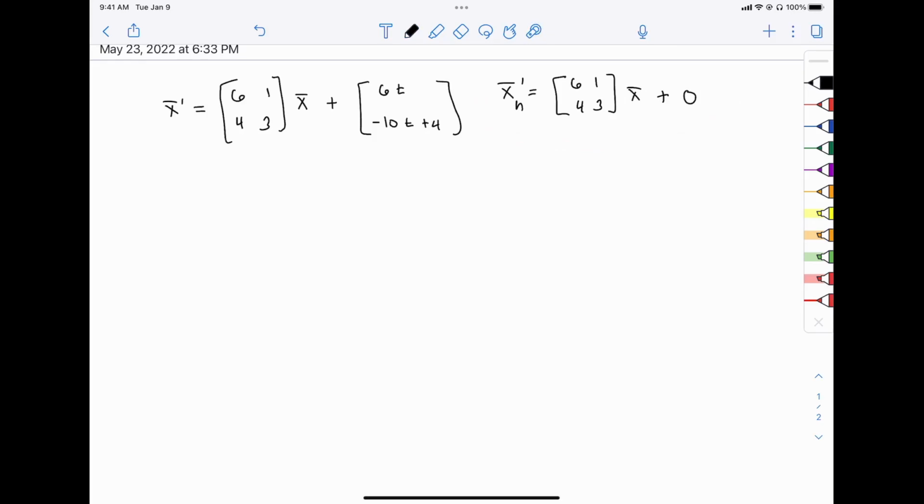And then our solution is simply that x, where x is a vector of solutions, is going to equal x of h plus x of p, where p is our particular solution, and that's where the undetermined coefficients portion comes into play.